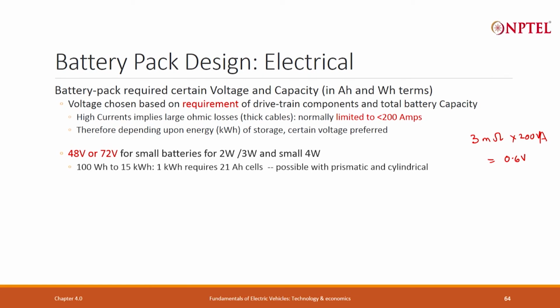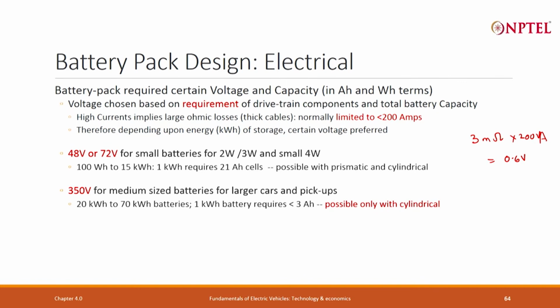1 kilowatt hour requires 21 Ah cells. Now, 21 Ah is not possible in those pencil cells, cylindrical cells, of course, unless you put a number of them in series. So, it is possible only with prismatic cells, because 1 kilowatt hour otherwise will require 21 Ah and you cannot put too many of them in series and parallel, you will end up in trouble. So, 115 kilowatt hour can become a problem.